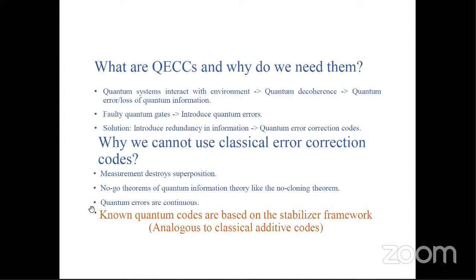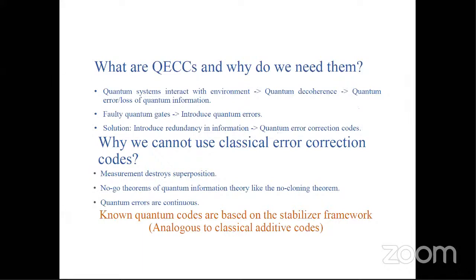But because of the similarity, there is a framework of codes which is used for quantum codes, called the stabilizer framework. It is analogous to the classical additive codes. There is some relation between the classical additive codes and the quantum codes that are built using the stabilizer framework, although it's a non-trivial process.